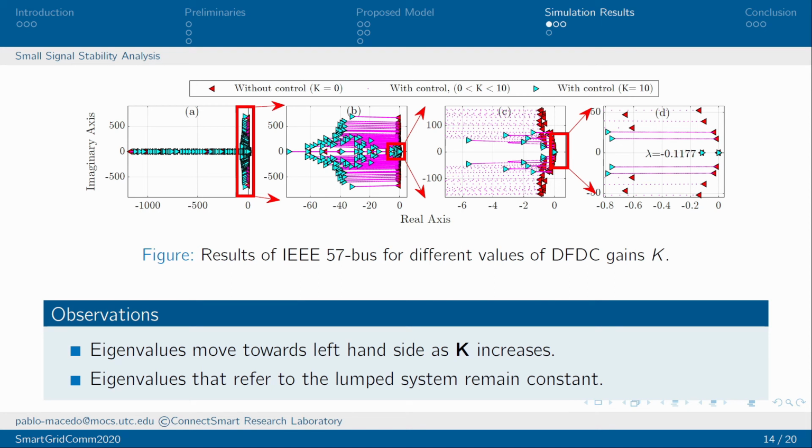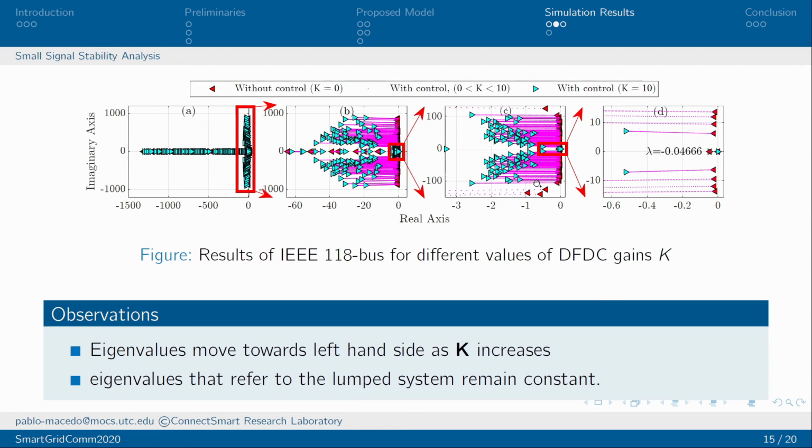It is also possible to see in figure D that some eigenvalues related to the lumped system and related to the angle tilde remain the same for any value of K, which indicates that there's no change in inertia or damping in the system. Similar results were obtained for the 118 bus case, as you can see in this figure.